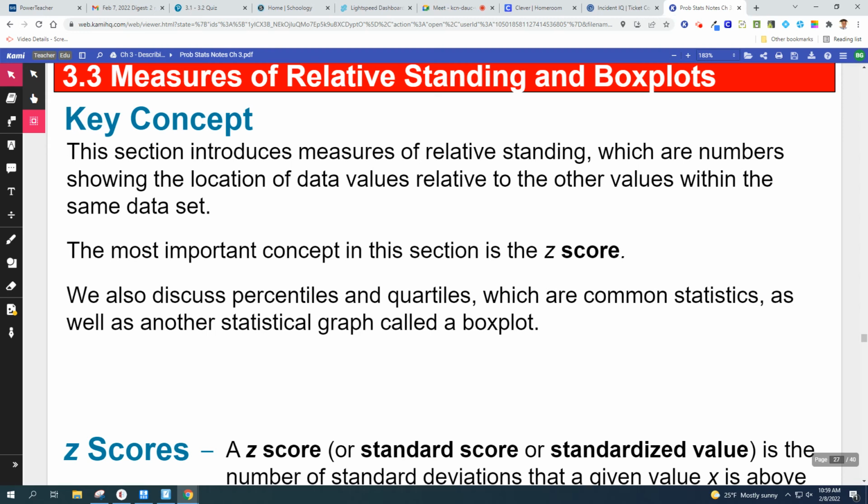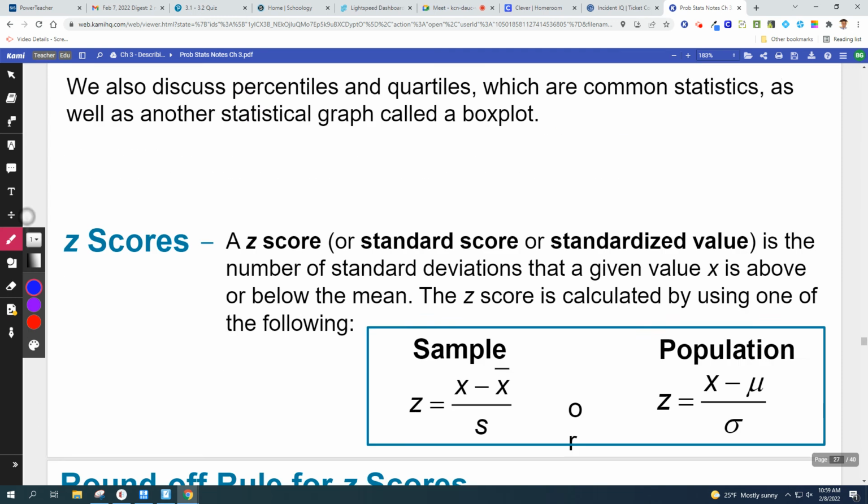3.3, measures of relative standing and box plots. Key concept: this section introduces measures of relative standing, which are numbers showing the location of data values relative to the other values within the same data set. So we're comparing one number to another number in the set. The most important concept in this section is the z-score. We also discuss percentiles and quartiles, which are common statistics, as well as another statistical graph called a box plot.